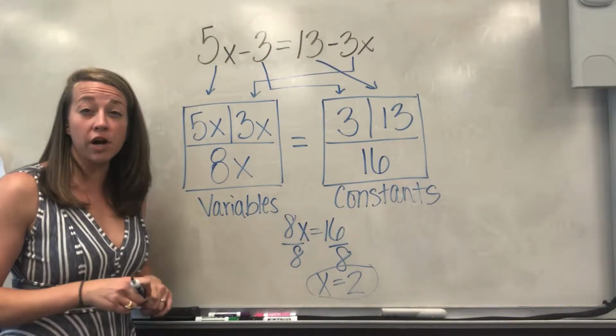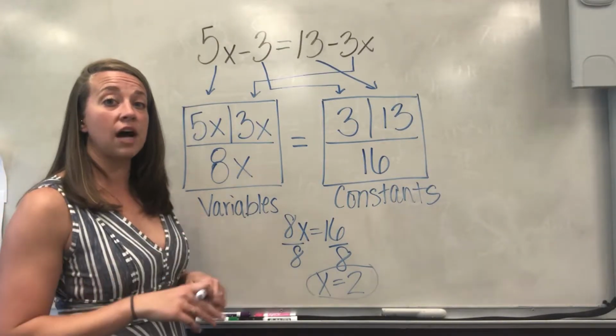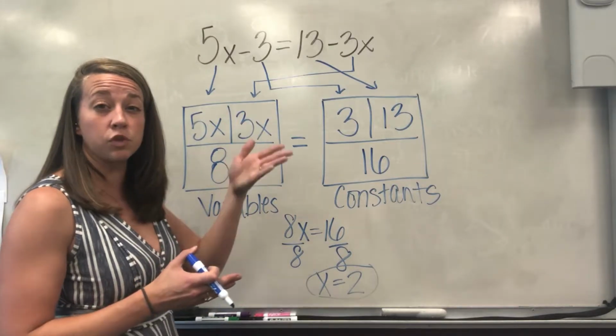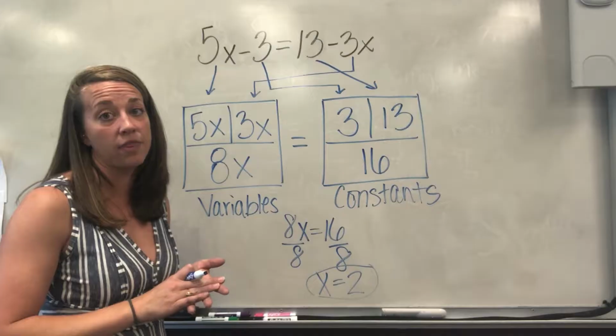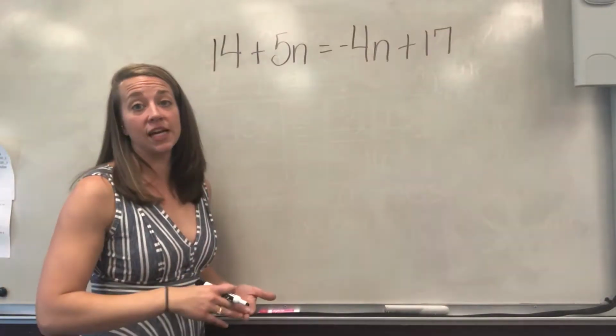So we're going to do a couple more examples both ways. I'll do maybe 2 more examples. We'll do it the traditional way as well as the box method so that you can see which way you like the best. All right, so let's look at this second example.